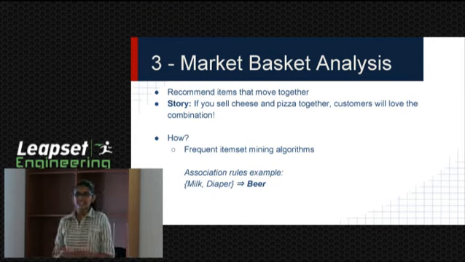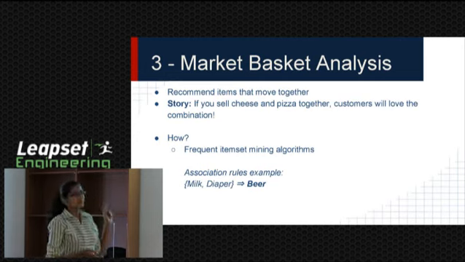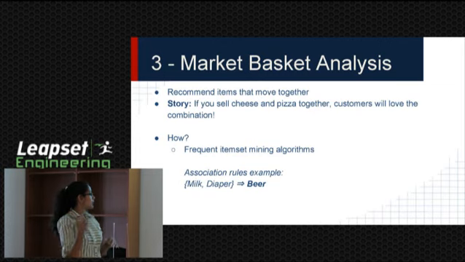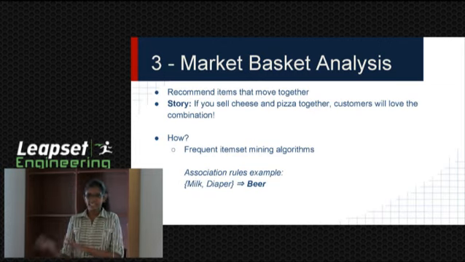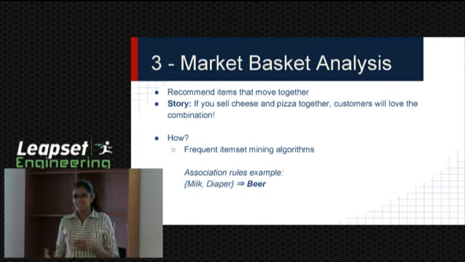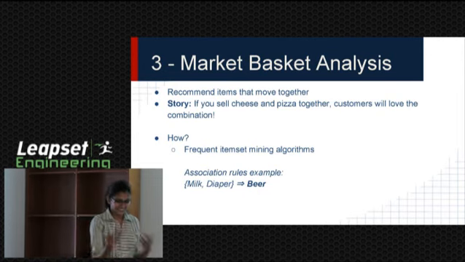A popular example of association rules used by frequent item set mining algorithms is that a set of researchers found that if a person buys milk and diapers together, then they will most probably buy beer as well. So I will let you think why that is.